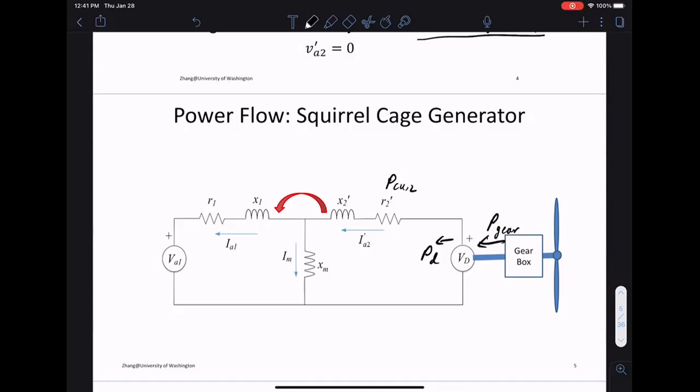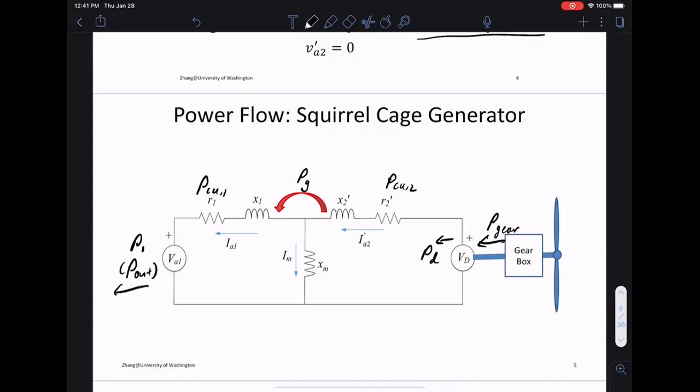Then the power going from the rotor to the stator is called the air gap power, PG. This is the power that crosses the air gap between the spinning rotor and the stator. This is PCU1. We lose some power over the first resistor. Then this one is either called P1 or P out, the power you finally get out of the system. So there are several powers we can talk about in this system. We have the mechanical power from the gearbox all the way to the output power.